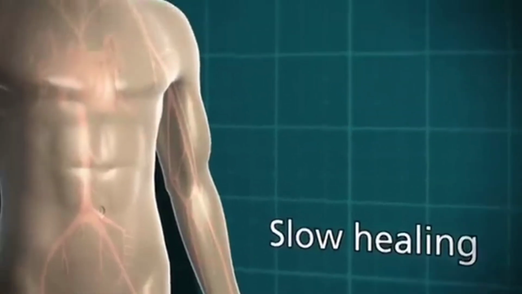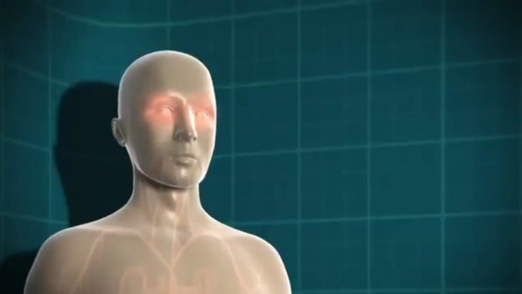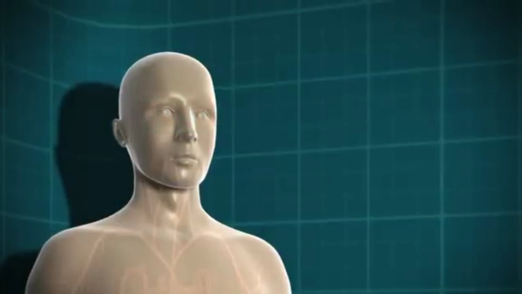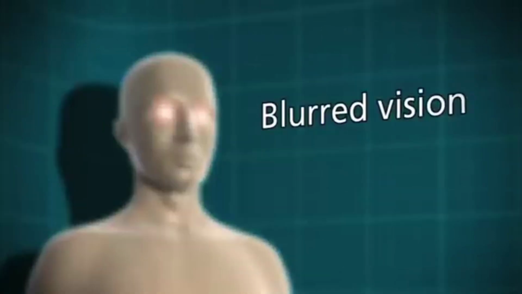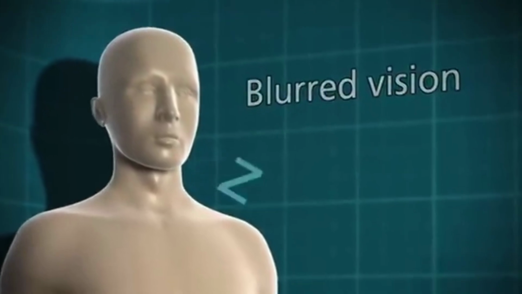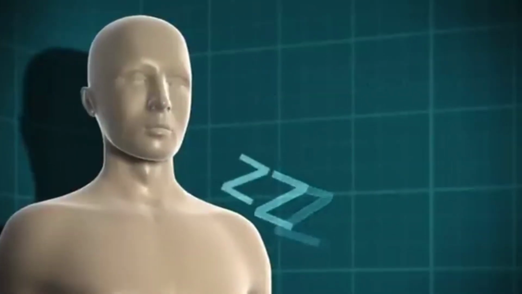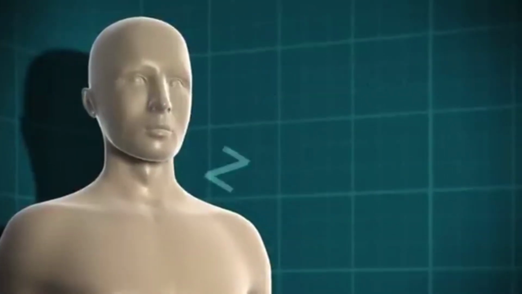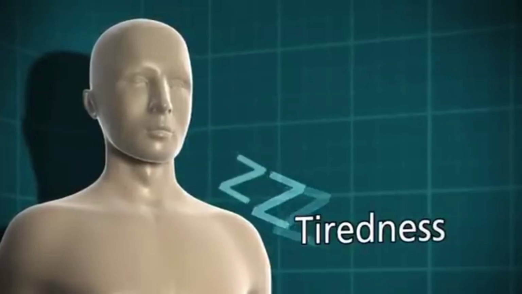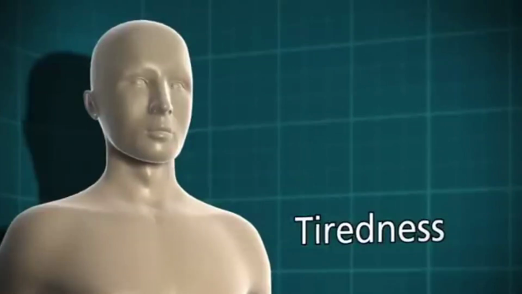Glucose can also build up in the lens at the front of the eye, causing the liquid in the lens to become cloudy. That can mean that some people with undiagnosed type 1 diabetes can have blurred vision. Because the glucose can't get into the cells to be used for energy, somebody who's got undiagnosed type 1 diabetes is going to start feeling very tired, lethargic and unable to go about their normal daily routine.